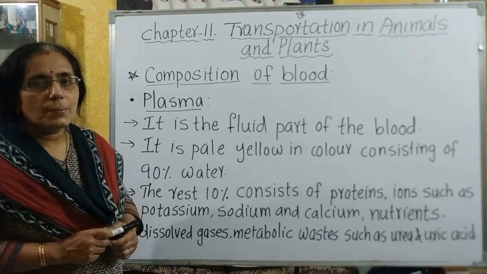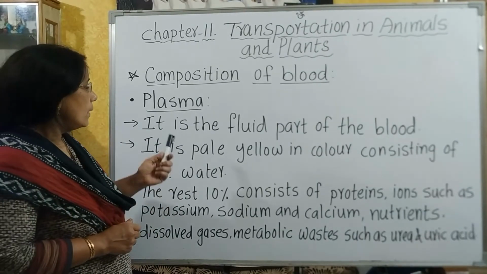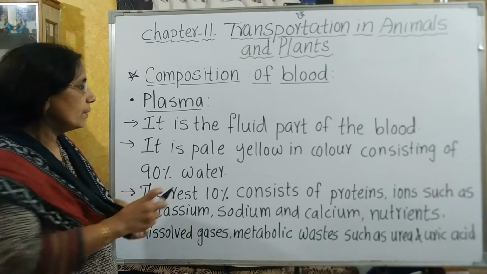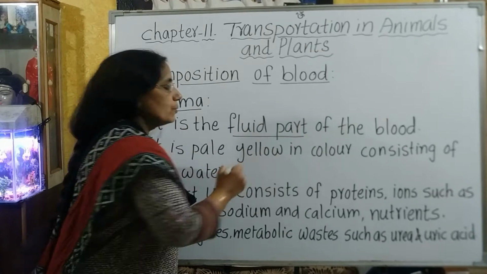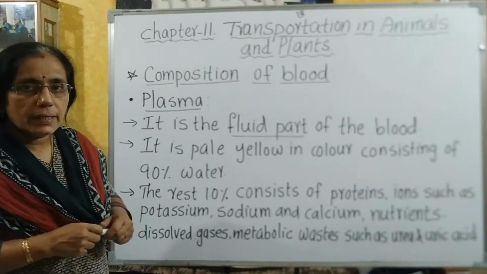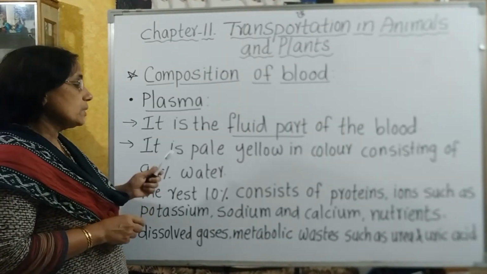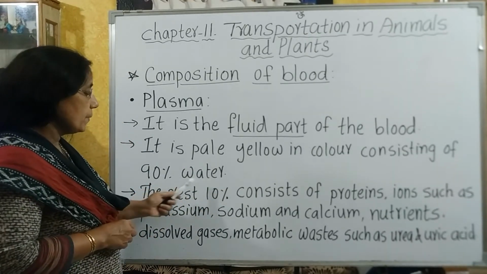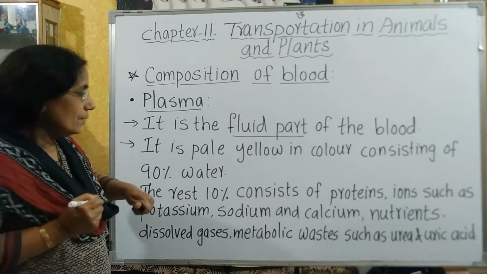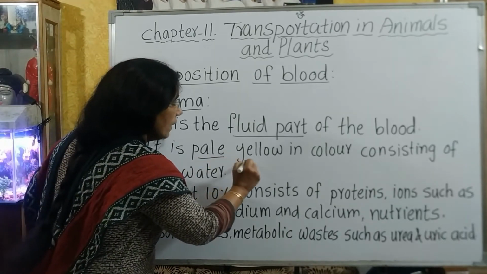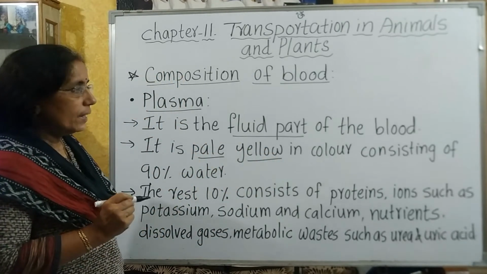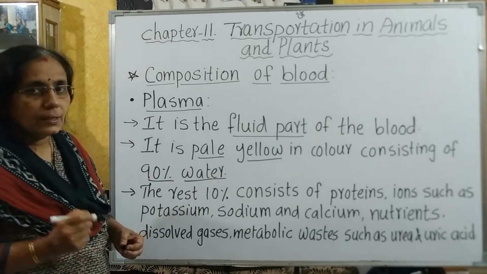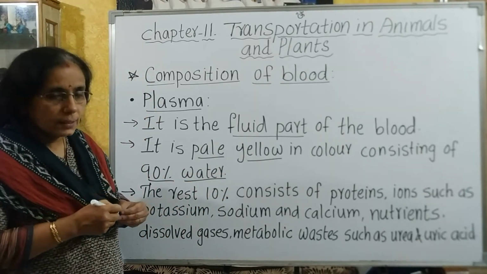Now, let us discuss about plasma. Plasma is the fluid part of the blood. So, fluid part of the blood is called as plasma. It is pale yellow in color and consists of 90% water. So, plasma is pale yellow in color and it consists of 90% water. Then what does the 10% contain?